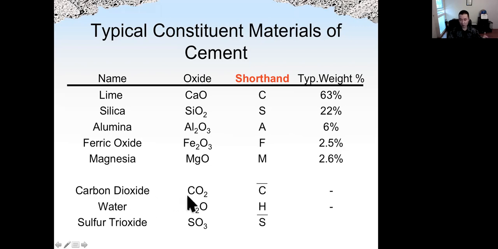Carbon dioxide is also very minor. It's CO2, and the shorthand is C with a dash on top. Water, H2O, the shorthand is H. And sulfur trioxide is not necessary in concrete, but it is typically present in small percentage in cement. That is SO3, and the shorthand is S with a dash on top. So try to remember the shorthand for the different types of oxides.